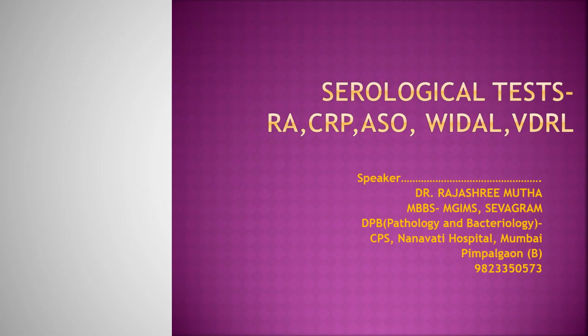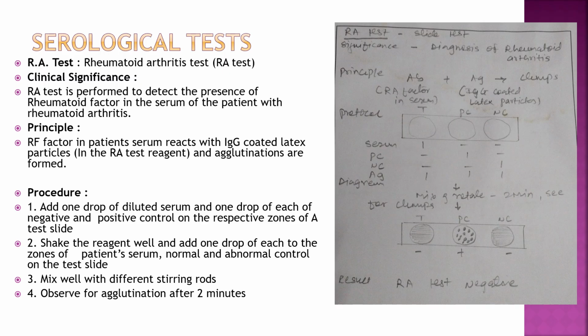Let's study serological tests like RA, CRP, ASO, Widal, VDRL. Hello students, today we will see serological tests. So first is the RA test. It is the rheumatoid arthritis test.